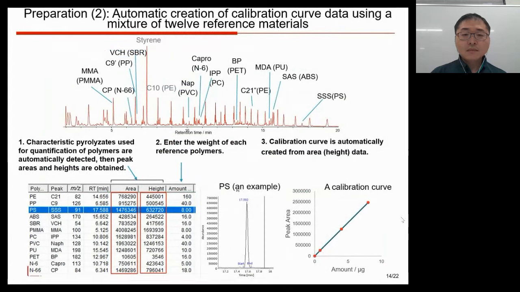Then the reference polymer sample, which is a mixture of 12 polymers of known weight, is analyzed. The software automatically detects the peaks of the pyrolyzates used to quantify each polymer and calculates the area and height. By measuring the reference polymer sample at varied concentrations, an absolute calibration curve is created. This is the basis for the calculation of the quantitative value.